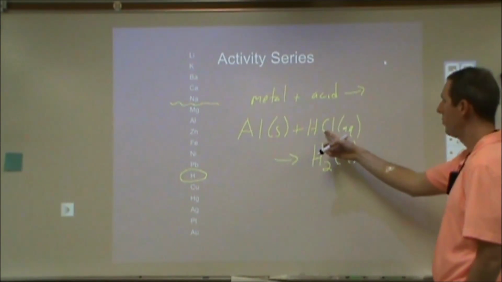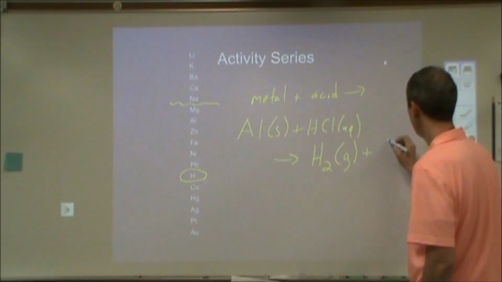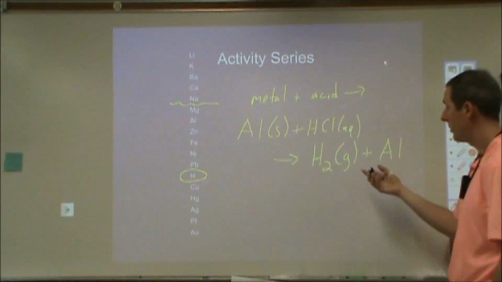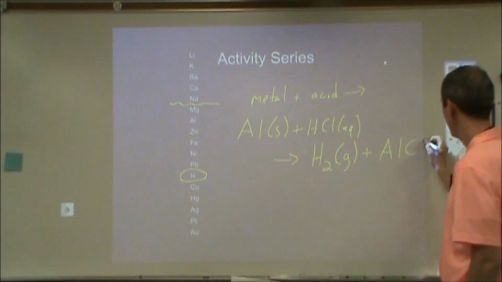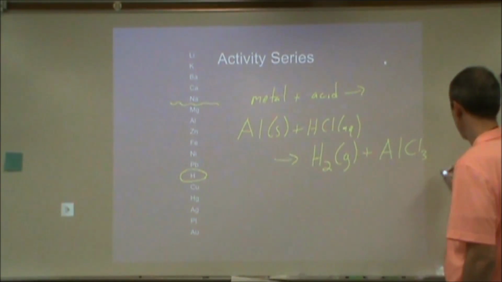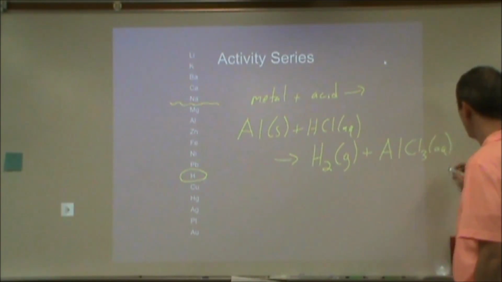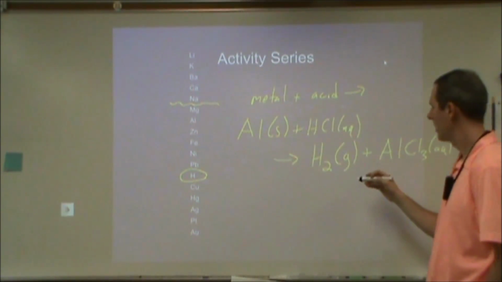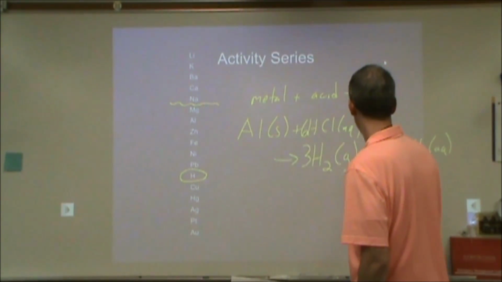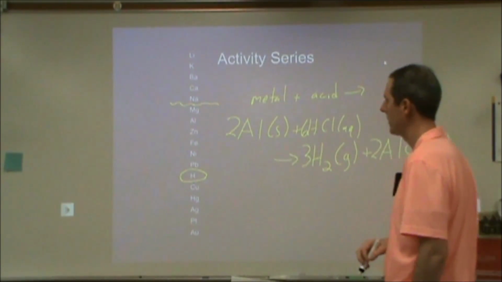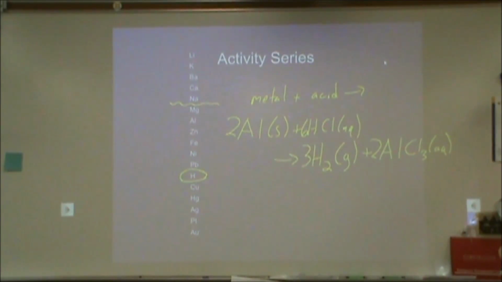And then I'm going to end up with aluminum bonded to the chlorine in an ionic compound. And it's going to be in water, in solution, because I have the water present. So +3 charge, -1 charge, AlCl3. And that would be aqueous. And we would end up with a 6, 3, 2, and a 2. Balance that. That would be our balanced reaction.